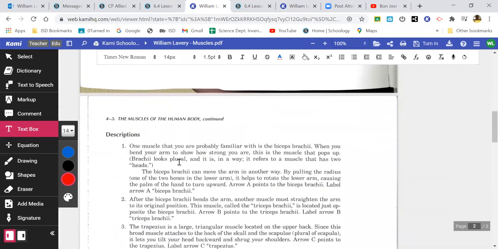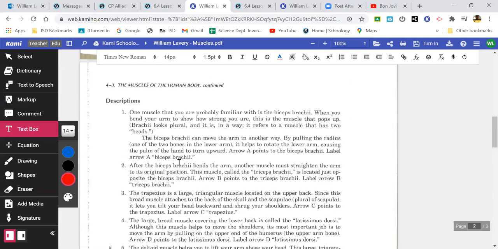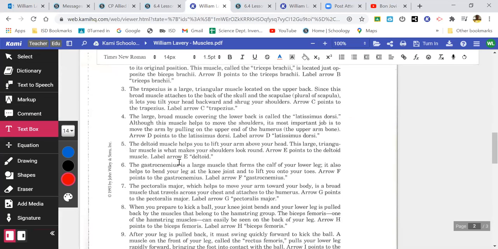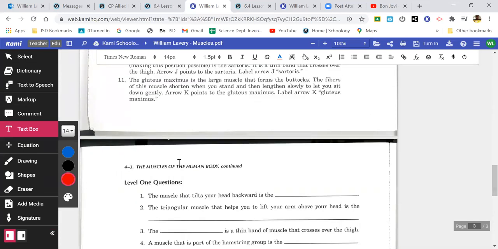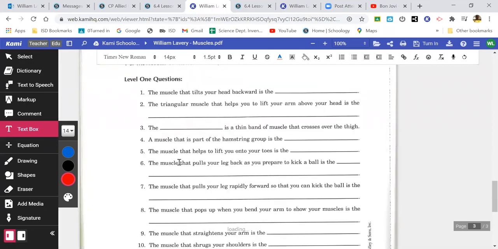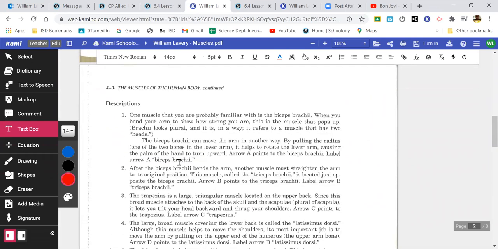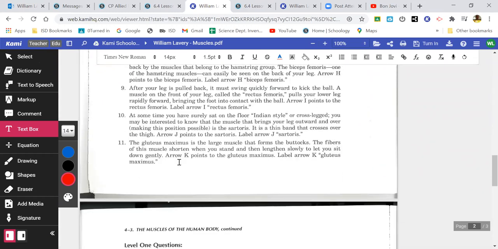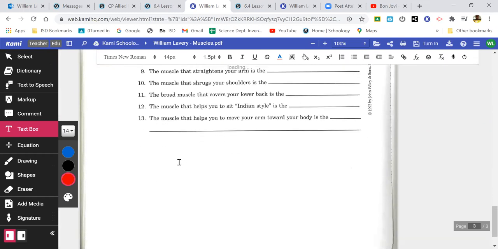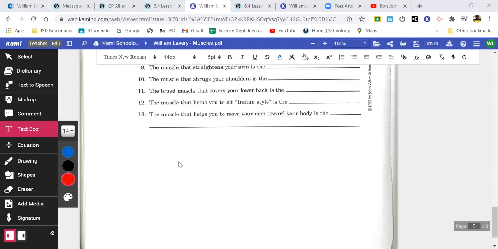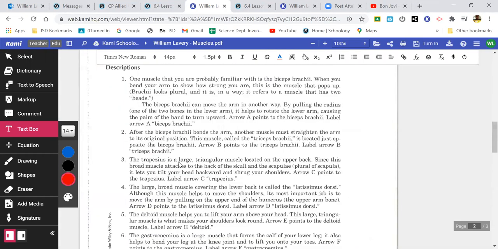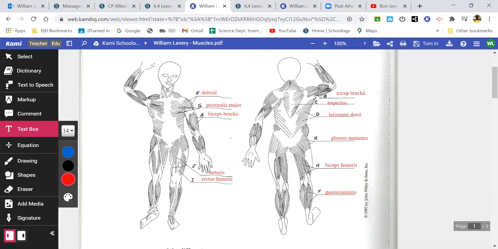So what I'd ask you to do, now that we have the diagram done, is read through the description and try 1 through 13 as you read through it. I'd read through the description once and then try to answer them. And if you have a question, let me know. I'll go back to the skeleton. You should take a screenshot of that or a picture with your phone.